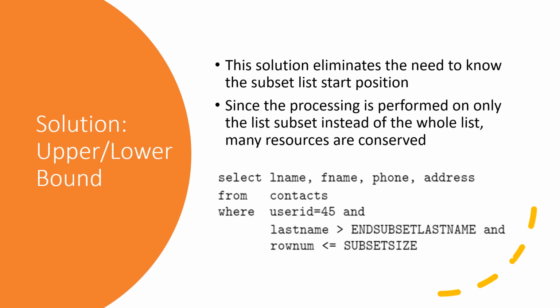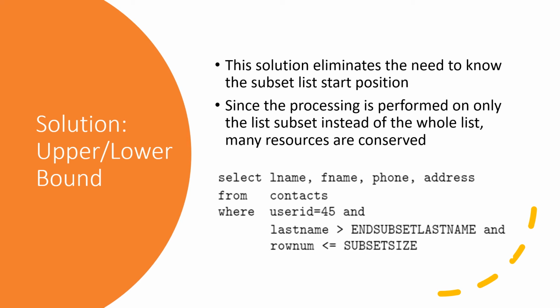Another possible solution is the upper-lower bound solution. This method is an optimized version of the index-row solution. The index-row solution will not be covered in this presentation since it is simply a more basic version of the next two solutions. Upper-lower bound eliminates the dependency on the subset list start position. As the user moves through the subset from the start to the end of the list, the attribute values from the start and end of the subset provide additional restrictions on what is returned from the query. A simple version of the algorithm is seen below.